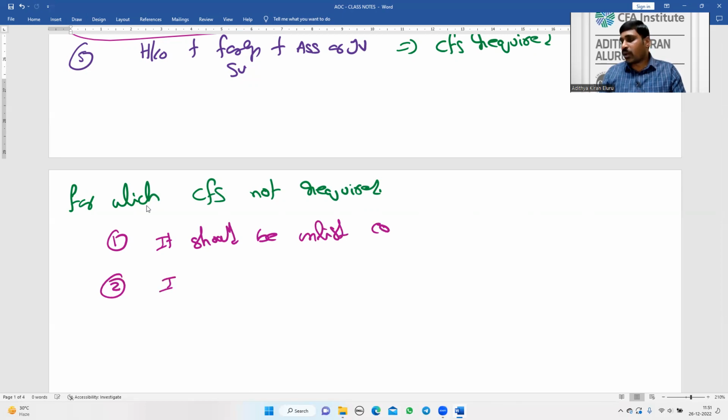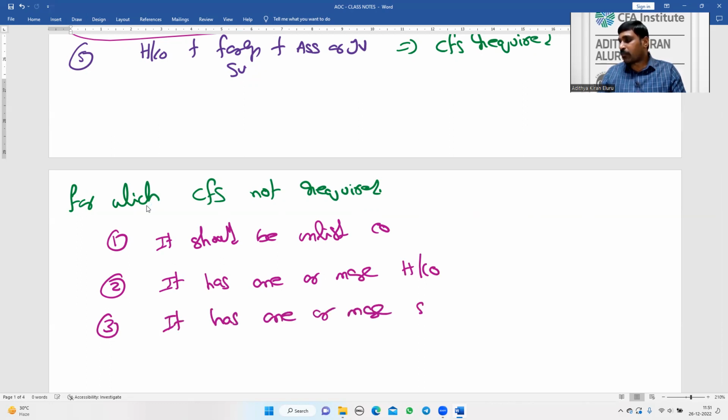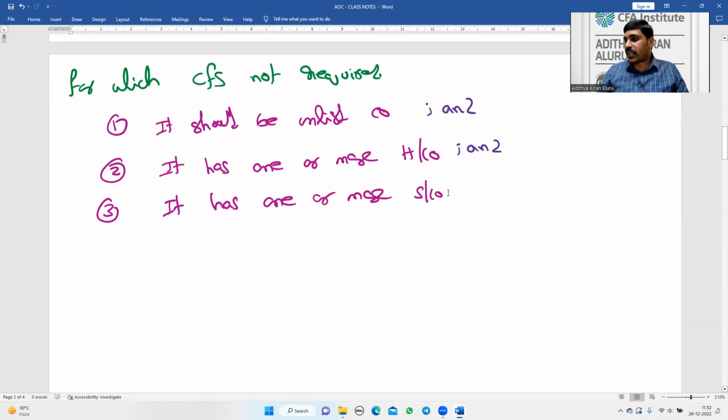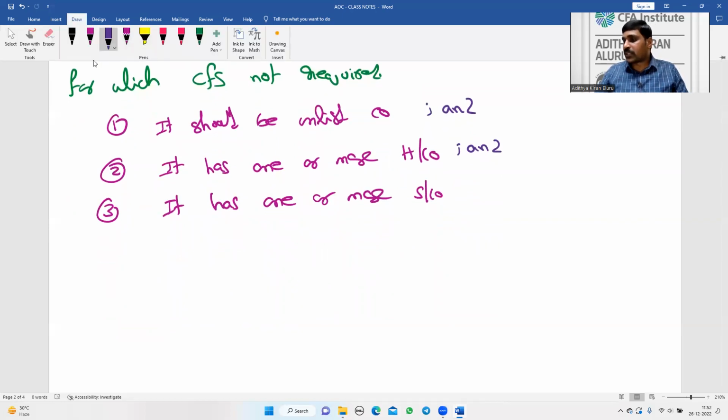Okay, it has one or more holding companies. It has one or more subsidiary companies. These are all "and". Remember, these are all "and", not "or". So it should be an unlisted company, it has one or more holding companies, it has one or more subsidiary companies.